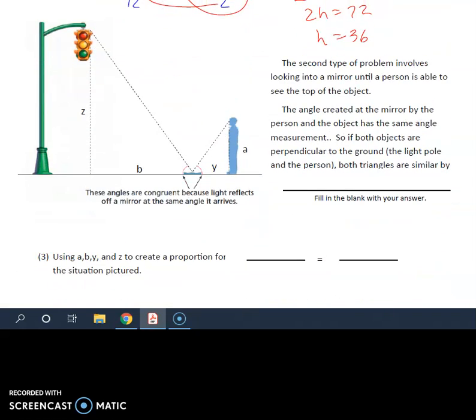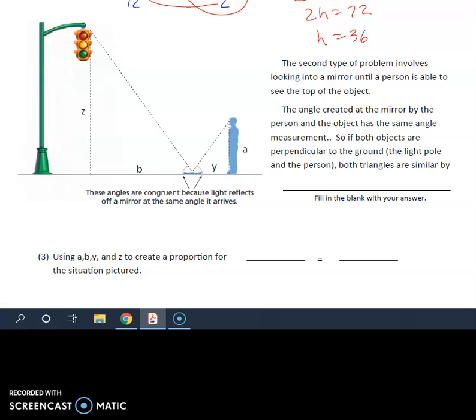As I mentioned, there are 2 types of problems being emphasized in this handout. The first one is basically 2 objects that are very close to each other, and the sun is casting a shadow. Because they're so close to each other, the angle they create with the ground is the same, assuming the objects are vertical to the ground. That means we can create that right angle, and the top angle will be the same.